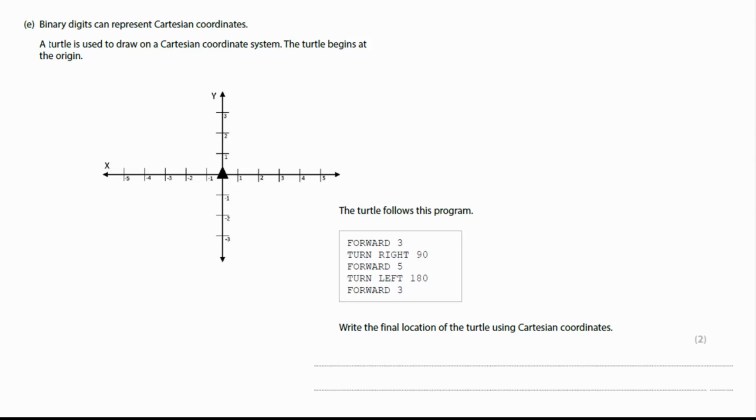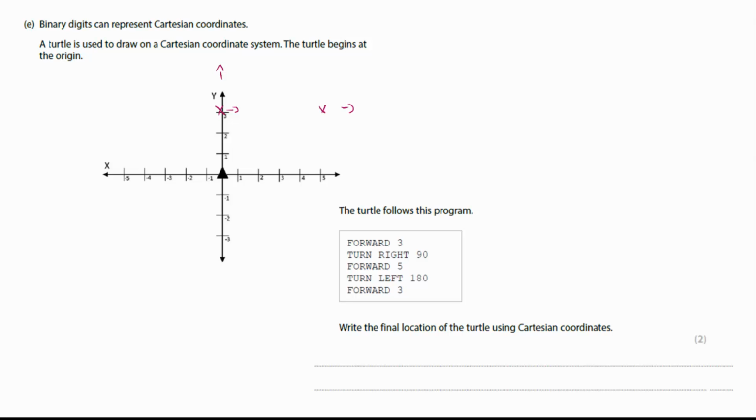So it's going forward 3 firstly, so it's going up to here, and it's still facing upwards. Then it turns right 90 degrees. This is what this means. So it goes facing this direction, but it hasn't moved. It goes forward 5, so 1, 2, 3, 4, 5 to here. So it's still facing this direction.